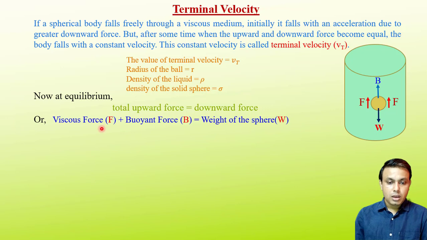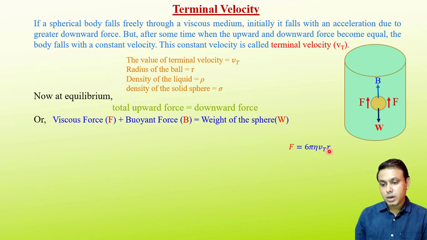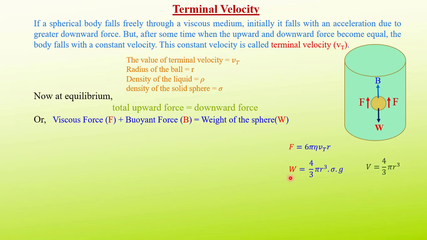That means the upward force, the sum of viscous force and buoyant force, is equal to the weight of the sphere. Now, the viscous force is given by 6 pi eta V r, where V is Vt here. The weight of the body is its volume, that is 4 by 3 pi r cube, times its density, that gives you mass, into g. So we shall get the weight.